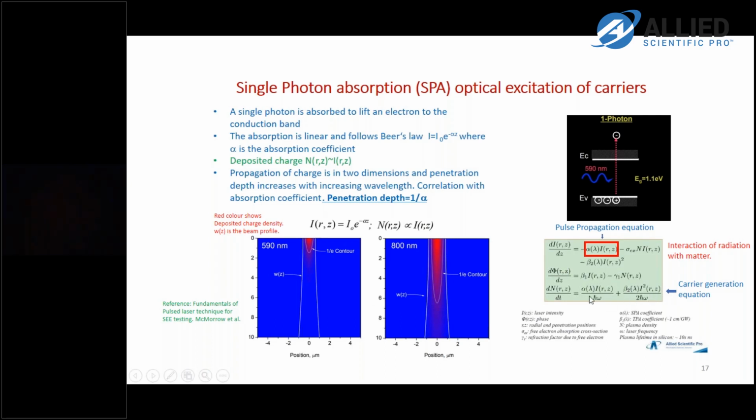The third equation also shows the rate of change of the deposited charge, which in case of the single photon absorption is directly proportional to the intensity of the beam, which is I. So it's a linear effect.